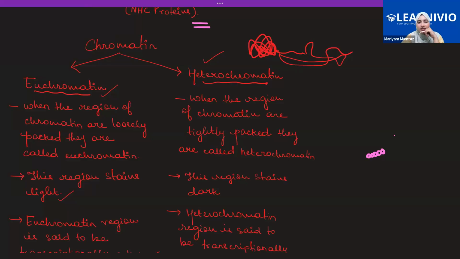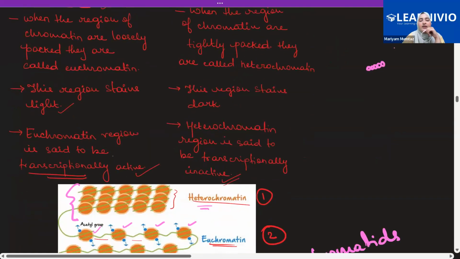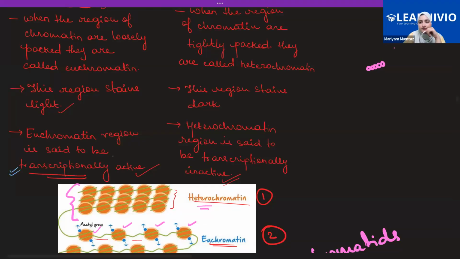Now, euchromatin is when the chromatin is loosely packed. They're not tightly situated like this. No, they're very sparsely situated. So that is euchromatin. When you stain them, they will stain the lightest. They'll not take up a lot of stain. But when we talk about heterochromatin, here the chromatin is tightly packed and will stain darkly. But always remember, the euchromatin region is transcriptionally active, meaning this part of the chromatin will perform transcription, whereas the heterochromatin will not perform.